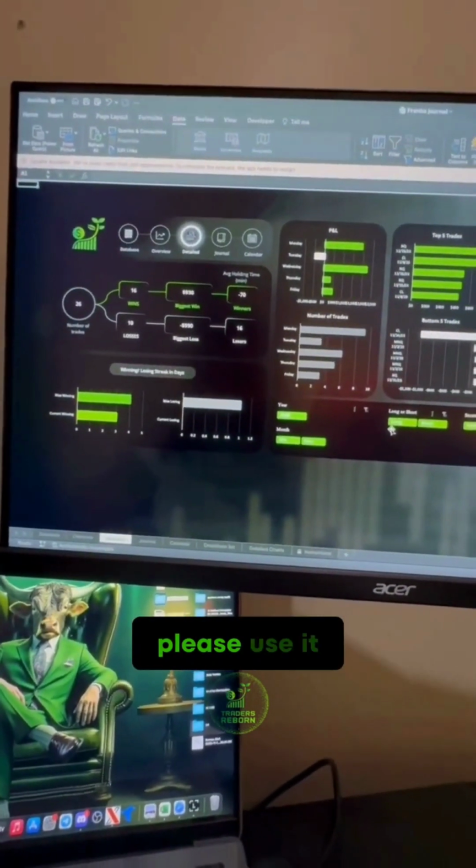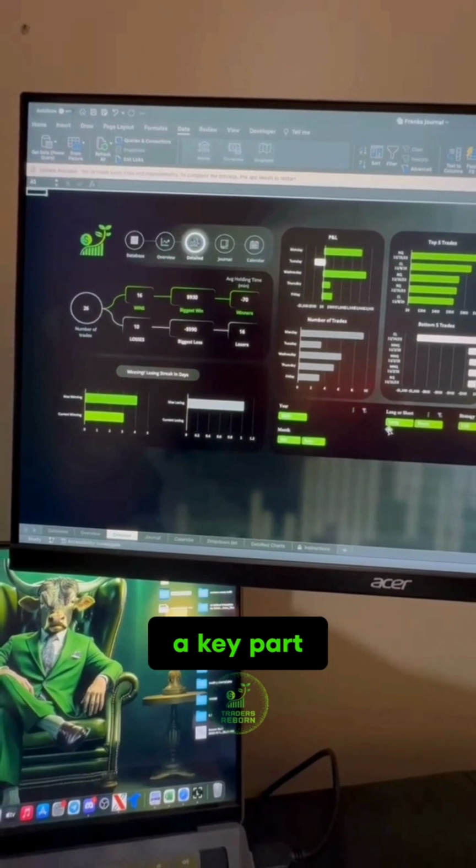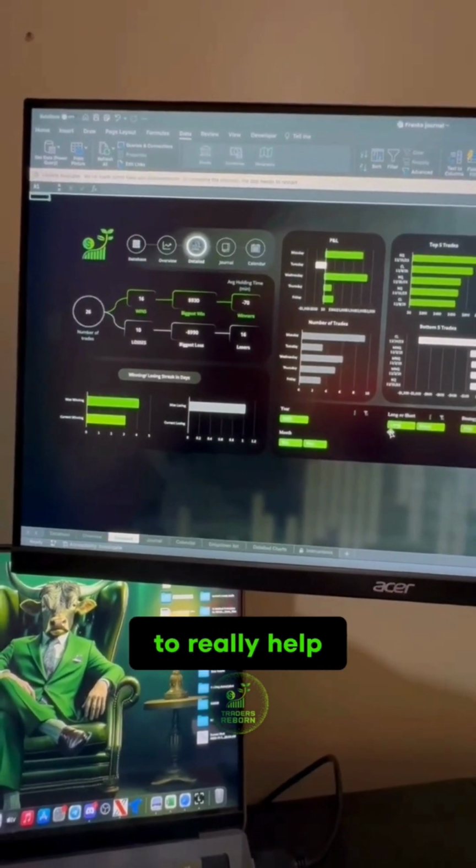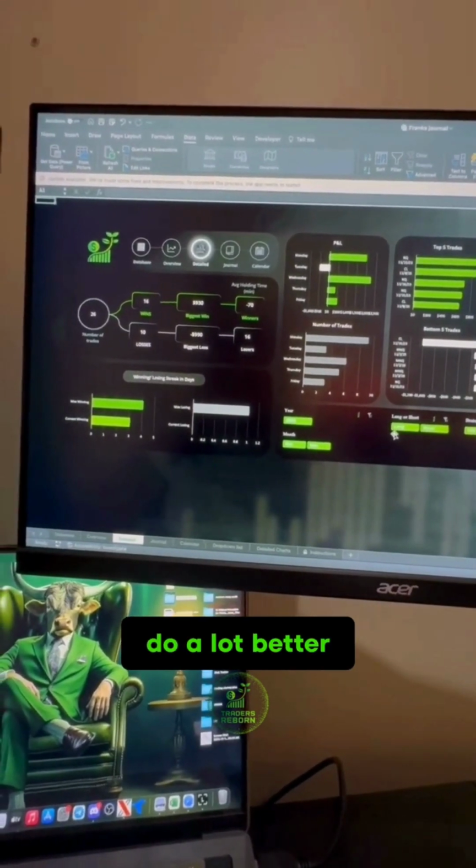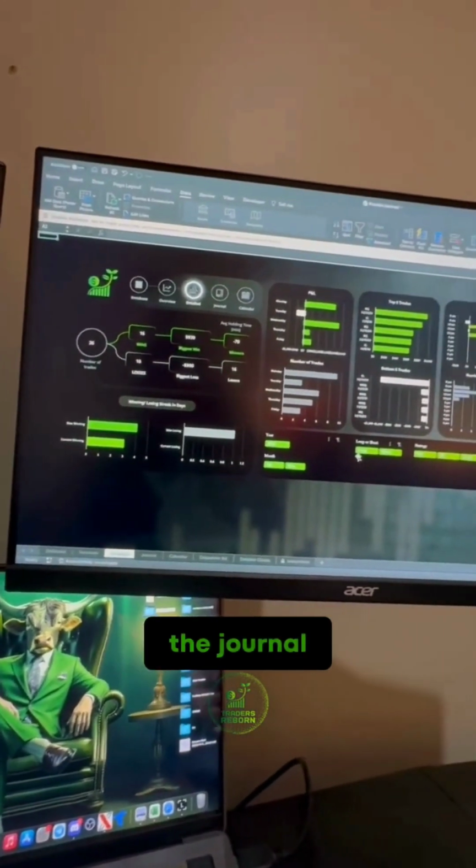So please, please, please use it. Journaling is a key part to our success, and it's going to really help all of us just do a lot better with ourselves. So we hope you guys enjoy the journal. All right.